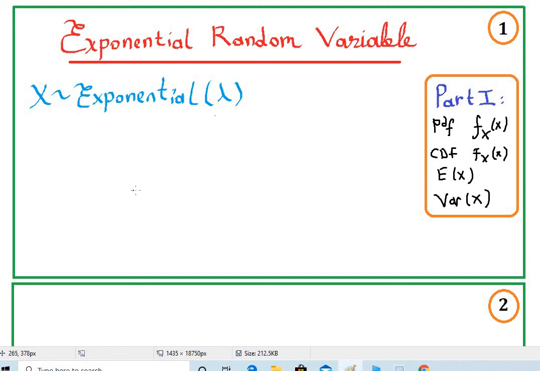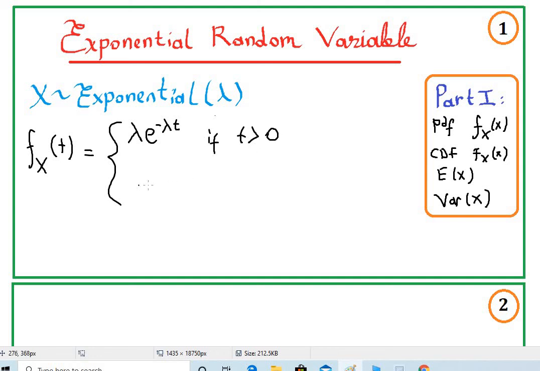The probability density function of the exponential random variable is by definition lambda e to the negative lambda t if t is greater than 0, and 0 elsewhere. The notation of the exponential random variable is X is exponential with some parameter lambda. Sometimes you can see p or a, some different letters. I would like to use lambda for this video.